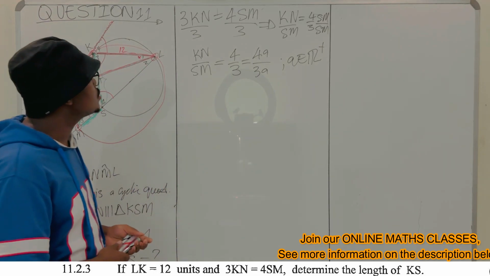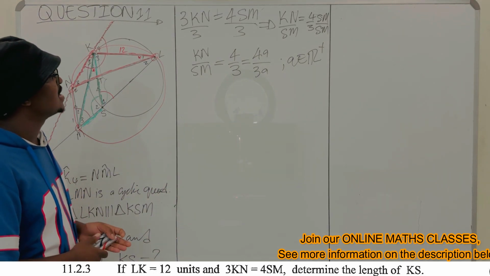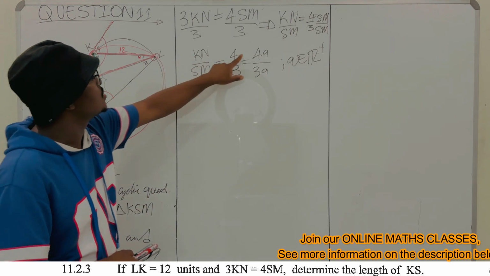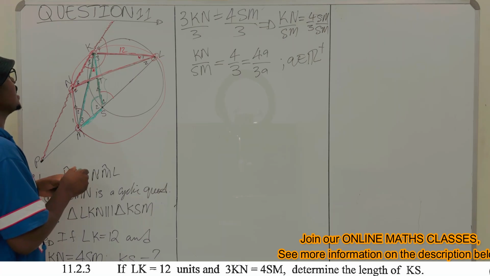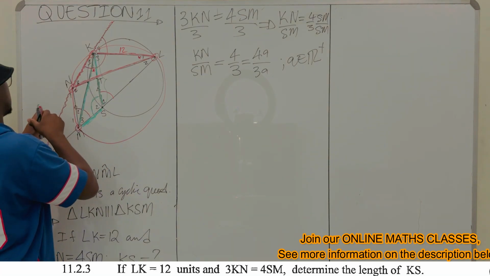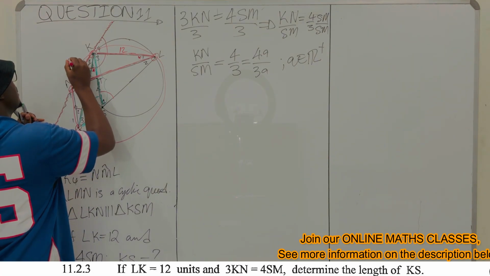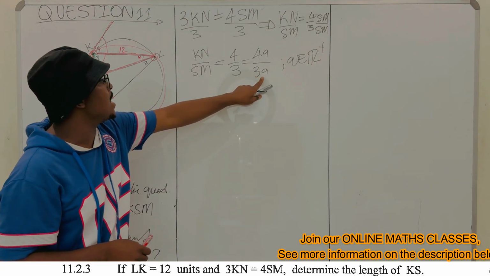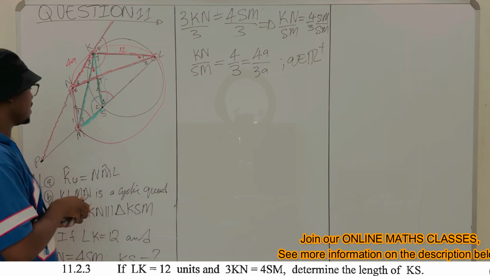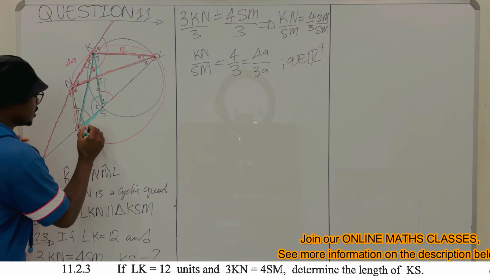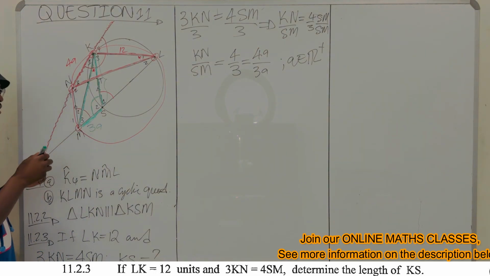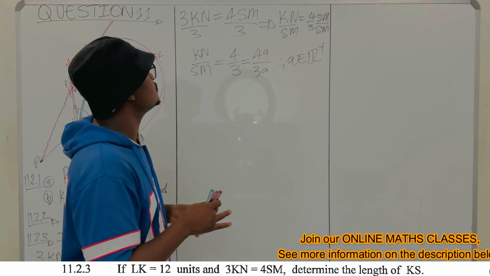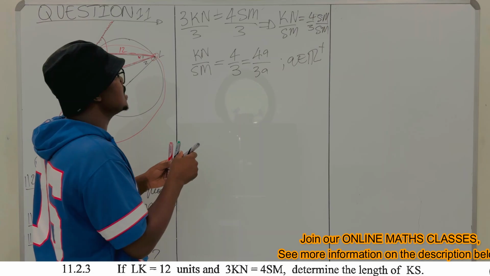Fine. So in a situation like this, I can say the length of KN was 4a. Where is KN? KN is this length over here, so I'll put 4a here. And the length of SM was 3a. Where is SM? SM is this length over here. So this is 3a. Okay, not a problem. So we have this ratio, and we said this ratio is equal to what?